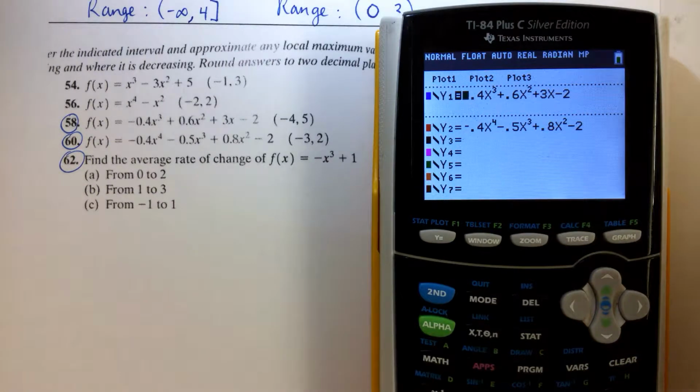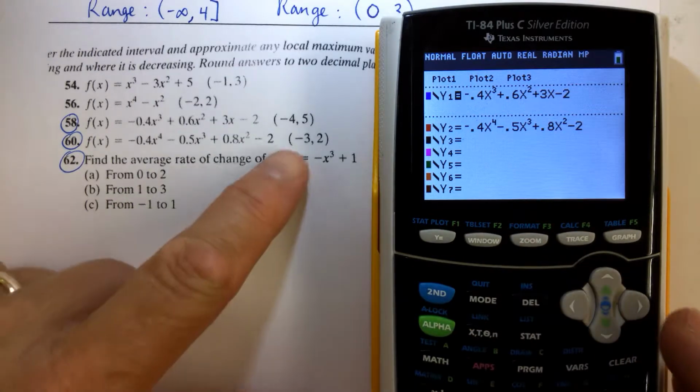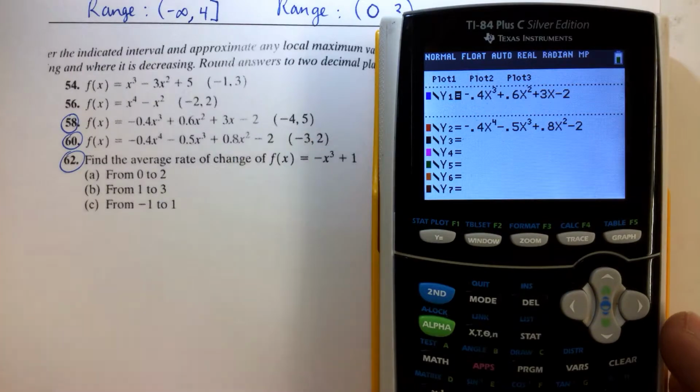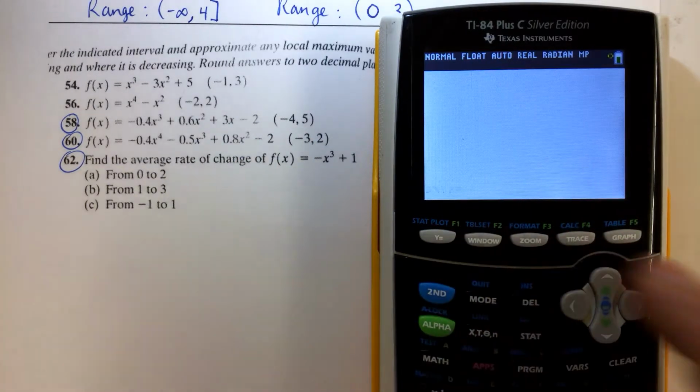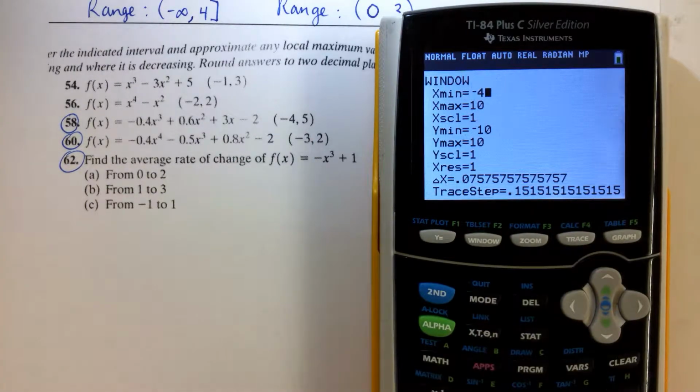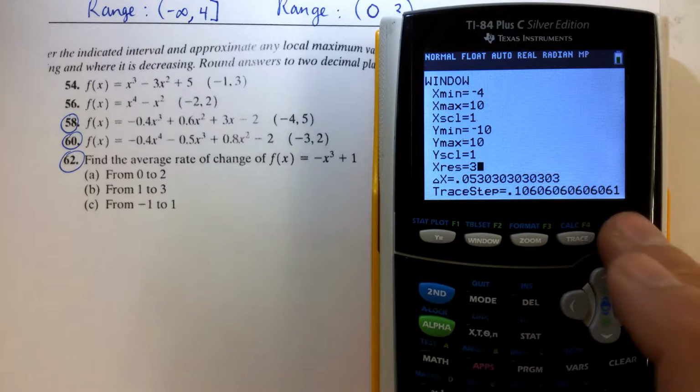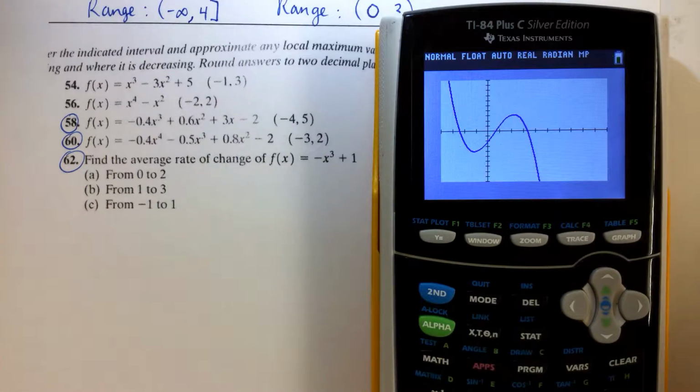In problem 58, you want to make sure you input the function correctly. Use the negative symbol below the 3 on the keyboard on your calculator. Anyway, once you input the function, make sure you adjust the window to correspond to the given interval. It says we want to look at this function from -4 all the way to 5, and then while you're in the window, go ahead and change the XRES to 3 so you can draw the graph faster.